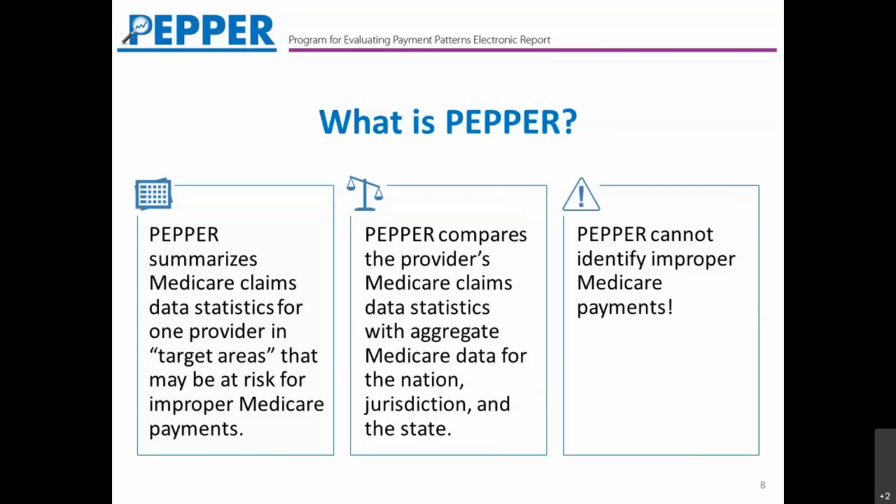These comparisons are the first step in helping to identify where your claims could be at risk for improper Medicare payments, which in the PEPR world means that your billing practices are different from most other providers in the comparison group. I do want to stress that the PEPR cannot identify improper payments. The PEPR is a summary of your claims data and can help you identify or alert you if your statistics look unusual as compared to your peers. But improper payments can only be confirmed through a review of the documentation in the medical record along with the claim form.